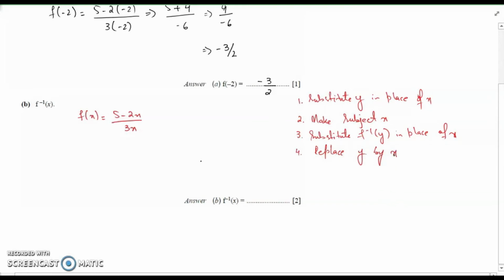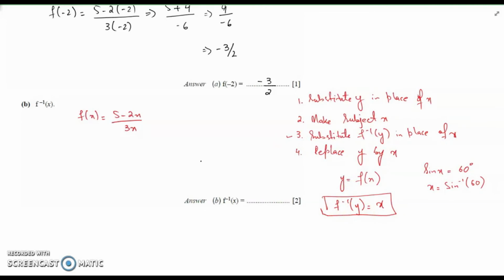Do remember, as we know that y is equal to f of x. So similarly, as we shift the sine function on the right hand side, for example, then we will write it as sine inverse of 60. Similarly, if we shift a matrix on the right hand side or left hand side, it will be the inverse of a matrix. Similarly, in functions, when we shift a function on the right hand side or left hand side, it will be the inverse of a function. So it will be f inverse of y is equal to x. So it means in place of x we can write f inverse of y as well, as we will write here. Now let's follow these 4 steps.